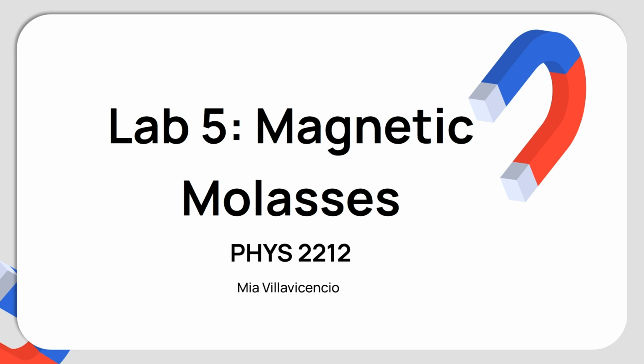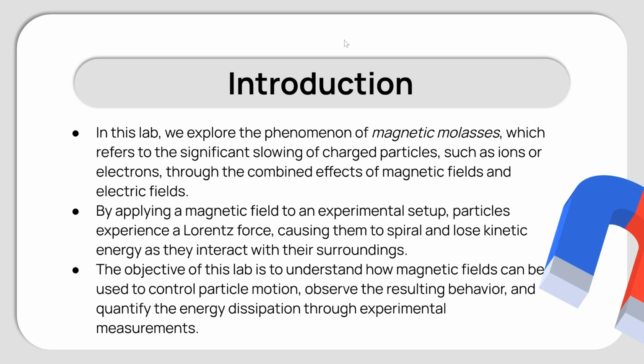Lab 5 was about magnetic molasses. The phenomenon of magnetic molasses refers to the significant slowing of charged particles, such as ions or electrons, through the combined effects of magnetic fields and electric fields. By applying a magnetic field to an experimental setup, particles experience a Lorentz force, causing them to spiral and lose kinetic energy as they interact with their surroundings.